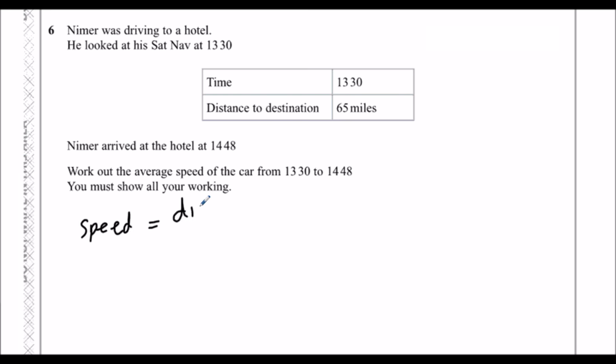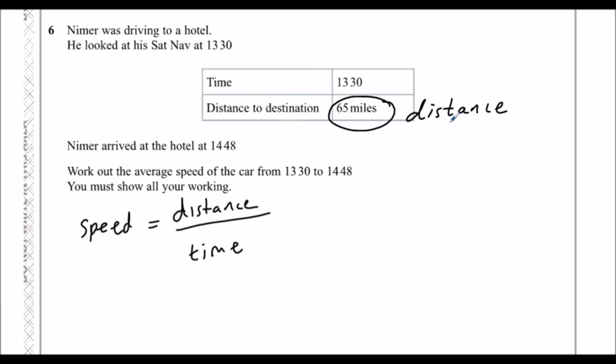is distance divided by time. We know the distance is 65 miles. And the time is however long it takes to get from 13:30 to 14:48. So that's 1 hour to 14:30 even. So 1 hour and then another 18 minutes. So 1 hour and 18 minutes.